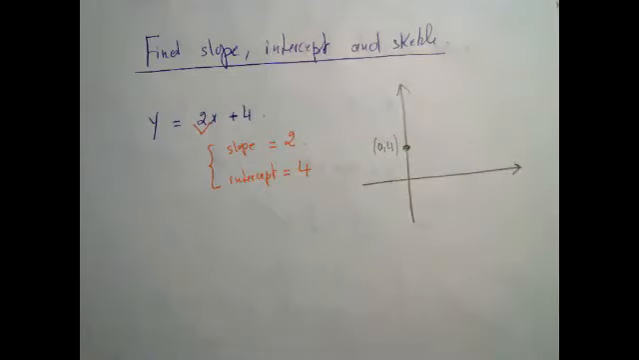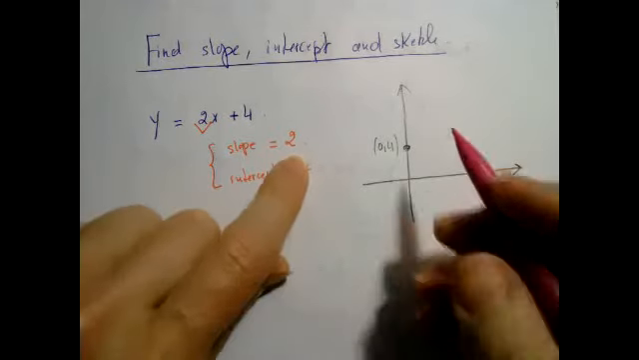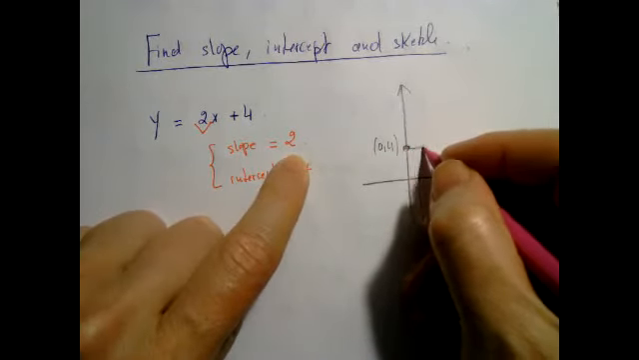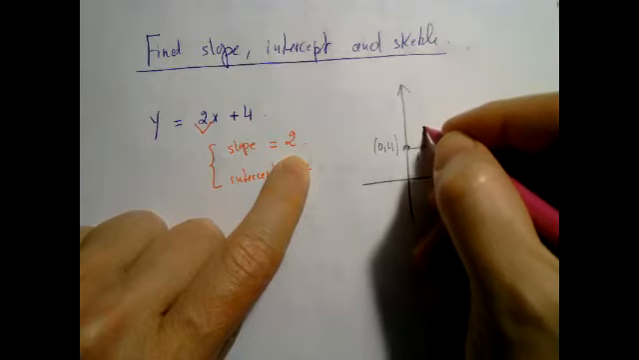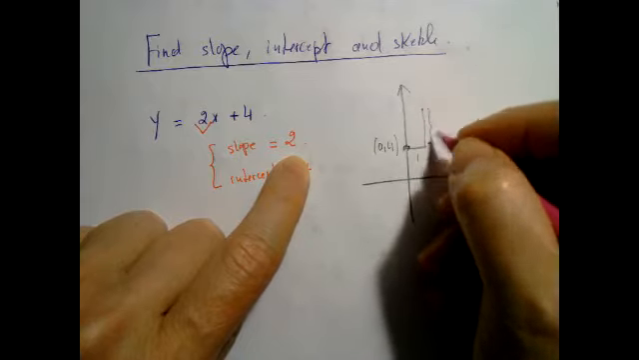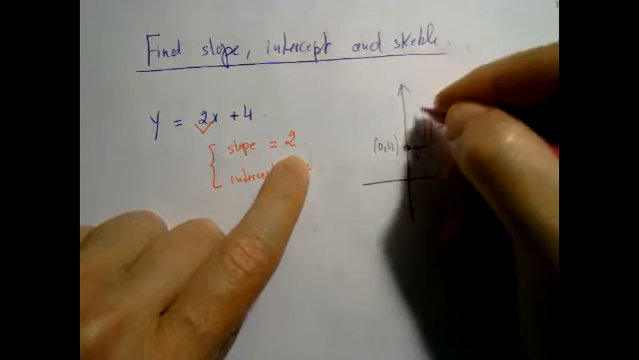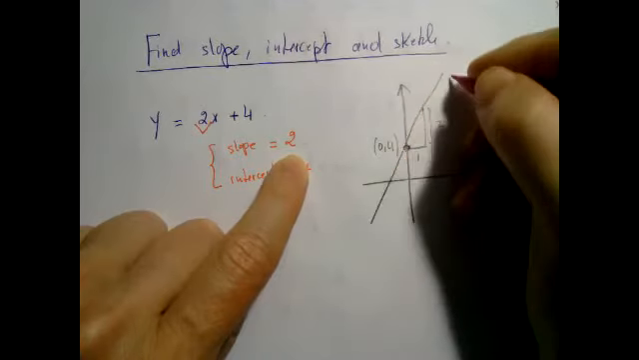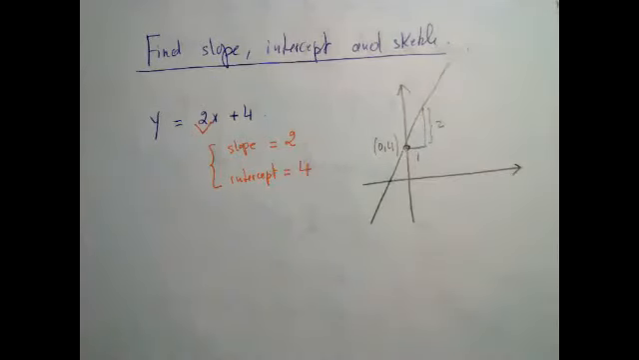And then don't you go over 1 and up 2? Okay, the slope is 2. It means if you go by 1 unit, you should go by 2 units. So this should be 2 over 1, that's the slope, which is 2. That's my line. Okay. Now, what's another way of sketching the line?